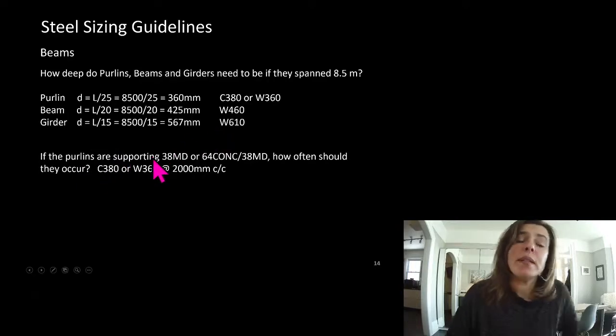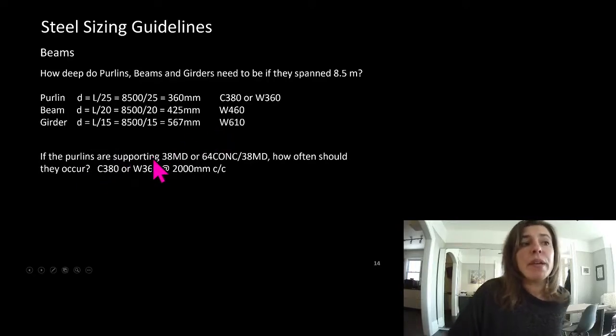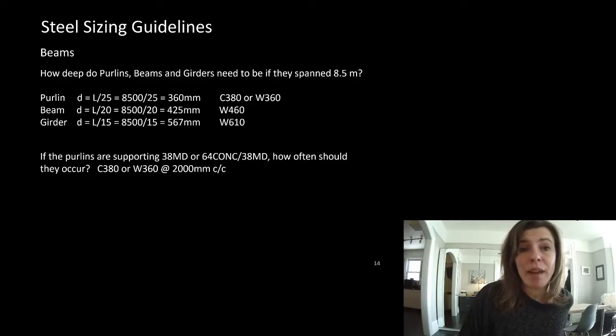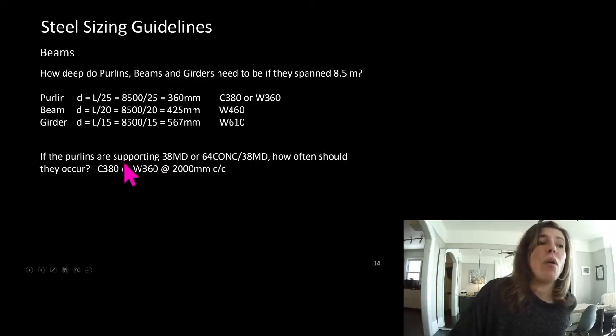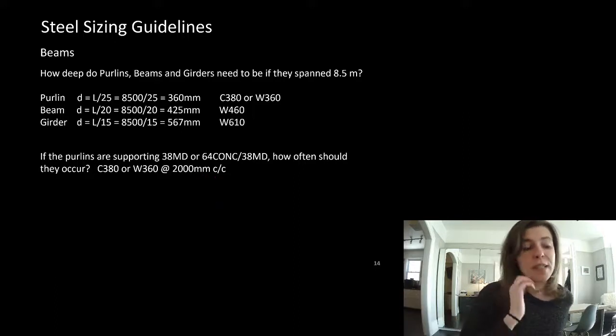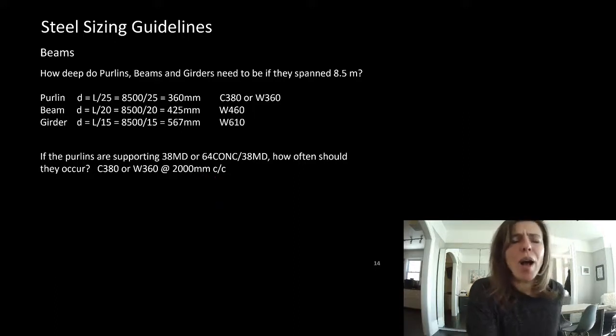If those purlins are supporting 38 millimeter deck, or 64 concrete on 38 millimeter deck, how often should they occur? Well, we know that that deck can span about 2 meters, so we'd want a C380 or a W360 at 2 meters center to center, because that's how far our deck can span. So look, we're already populating drawings.